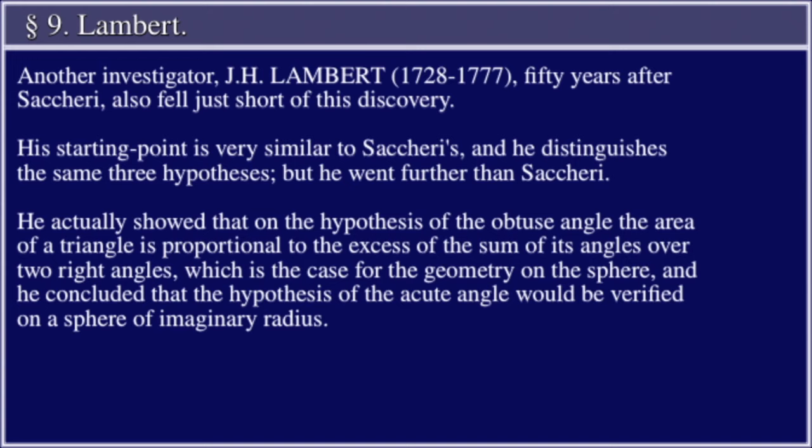He actually showed that on the hypothesis of the obtuse angle, the area of a triangle is proportional to the excess of the sum of its angles over two right angles, which is the case for the geometry on the sphere. He concluded that the hypothesis of the acute angle would be verified on a sphere of imaginary radius.